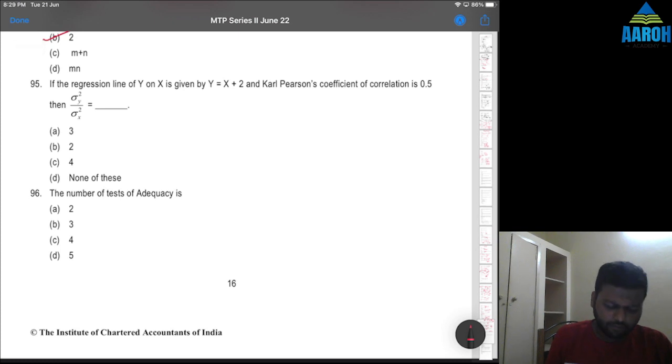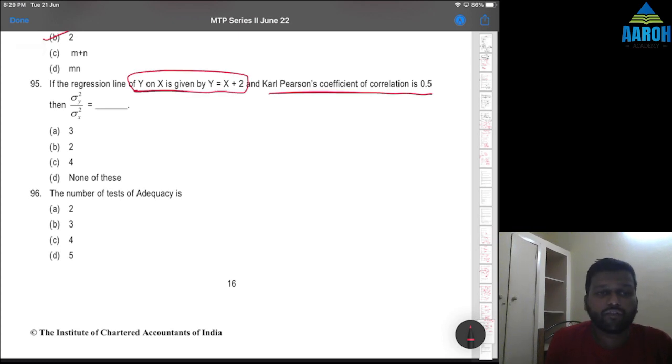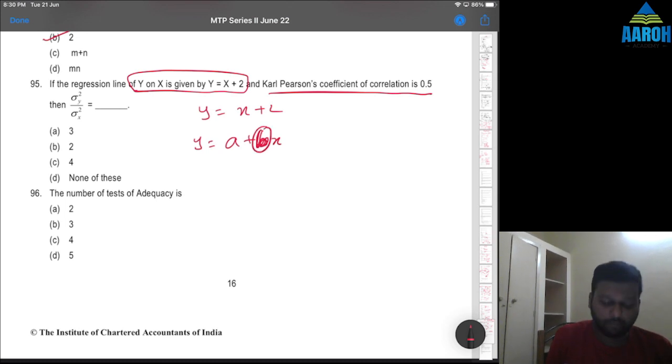If the regression line of y on x is given by this, and Karl Pearson's correlation coefficient is 0.5, then what is sigma square y upon sigma square x? Y is equal to x plus 2. Okay, what is the standard format of this? Y is equal to a plus bx. We want this b. What is the formula of that?